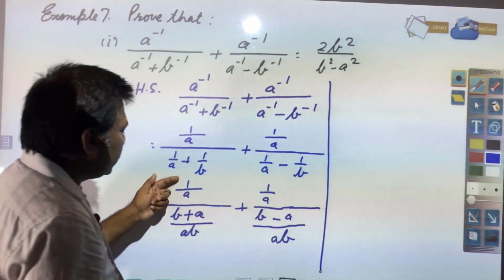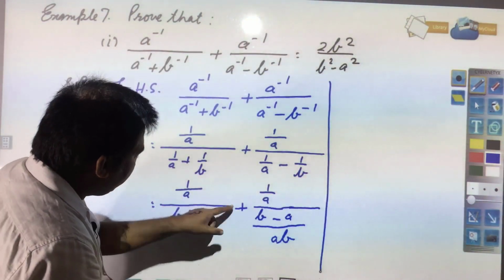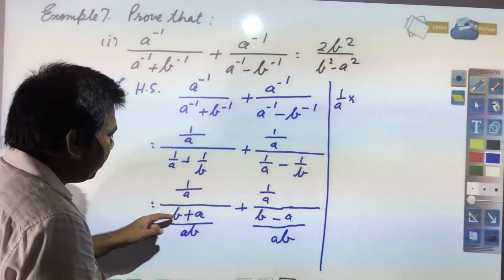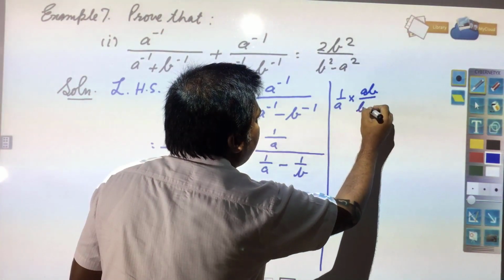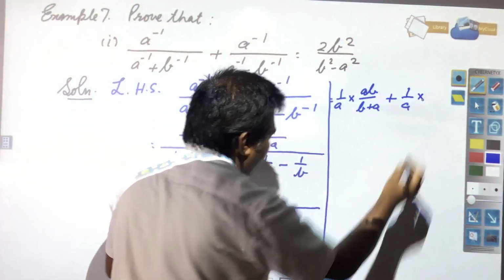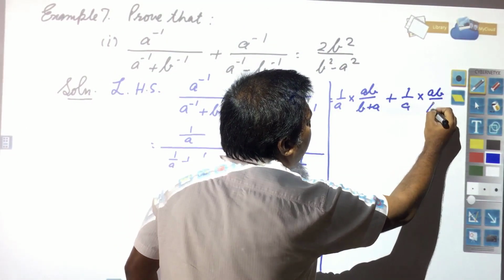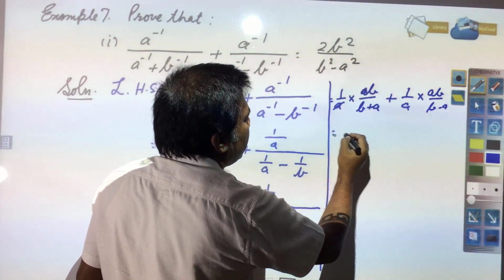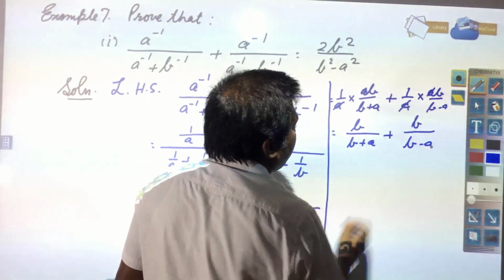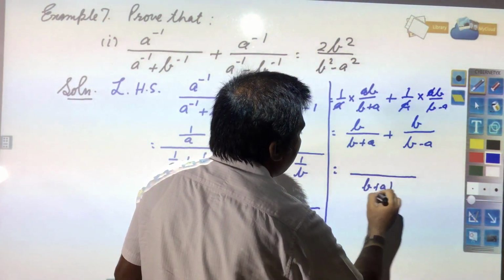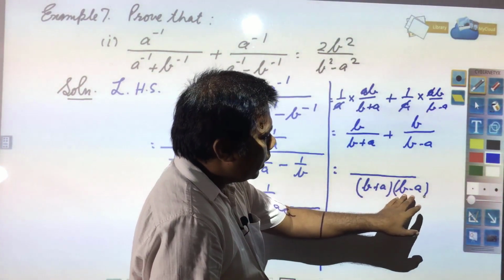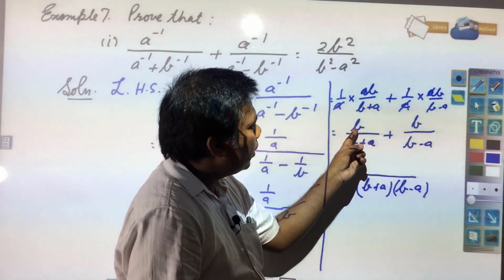Now, here you see 1 by A divided by B plus A by B. So, you can write 1 by A into AB by B plus A, plus 1 by A into AB by B minus A. Now, A and A got cancelled, you got B by B plus A plus B by B minus A. Your LCM will be B plus A into B minus A. Now, if you divide this by B plus A, you will get B minus A, and this B minus A you multiply with B.